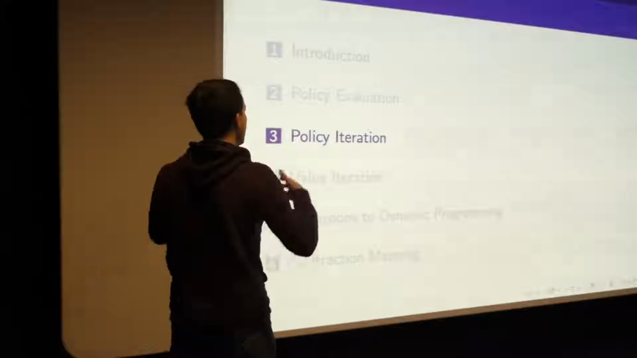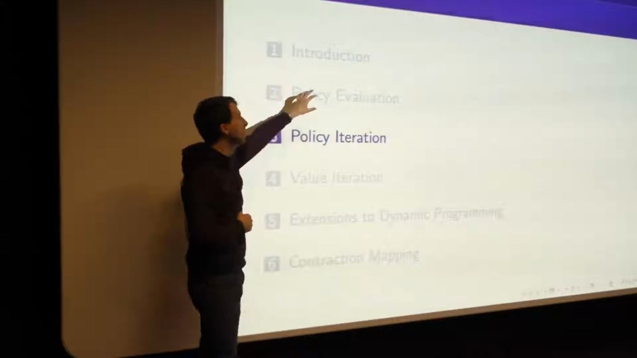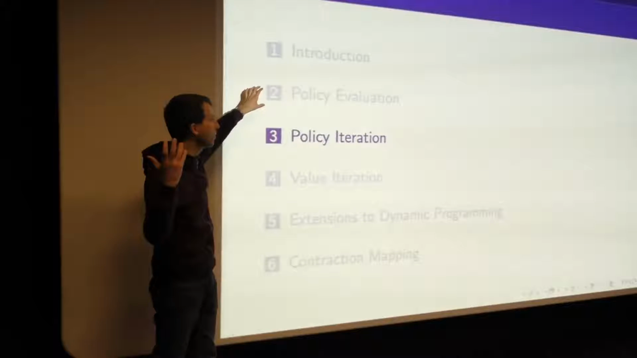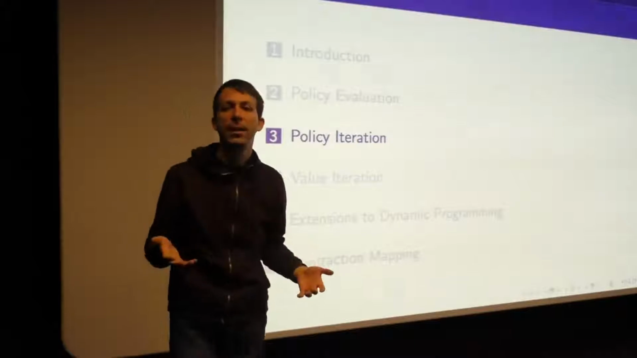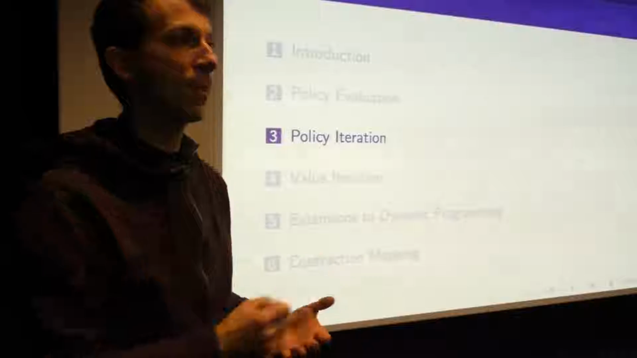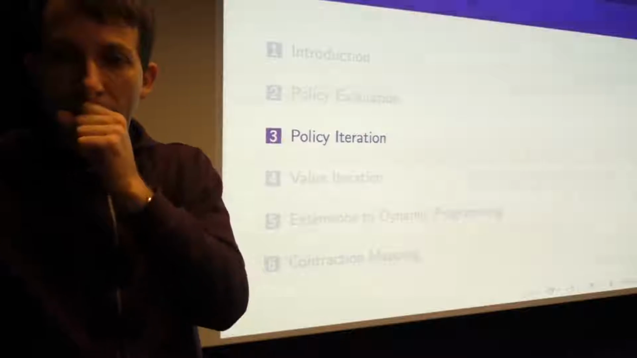So now we're going to talk about the next problem, which is here we were just trying to evaluate a fixed policy, for example, the uniform random policy. And now we want to actually find the best possible policy in the MDP. And the way we're going to do that is by a feedback process, just as was suggested then.